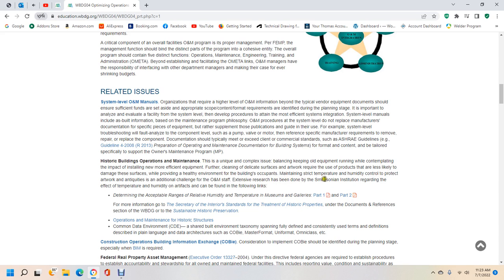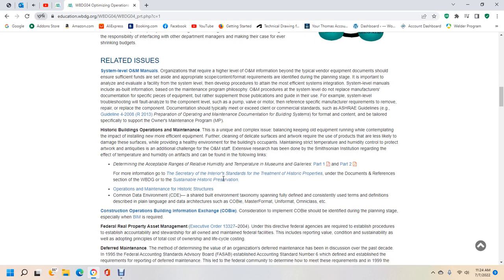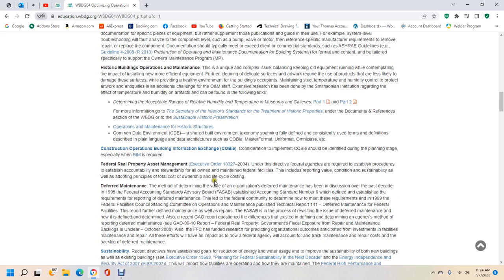Extensive research has been done with the Smithsonian Institution regarding effective temperature and humidity for artifacts, which can be found on the following links: determining the range of relative humidity and temperature for museum galleries, parts 1 and 2. For more information, see the Secretary of the Interior's standards for the treatment of historic properties, and the Whole Building Design Guide sections on sustainable historic preservation and operation and maintenance of historic structures.